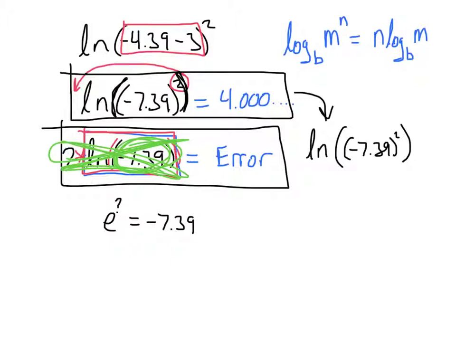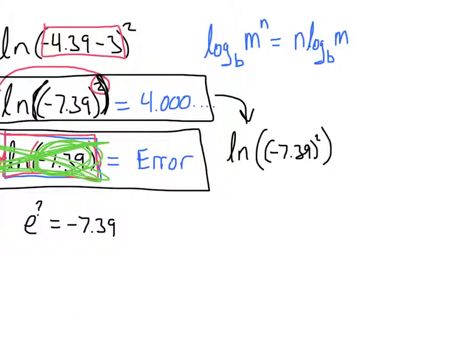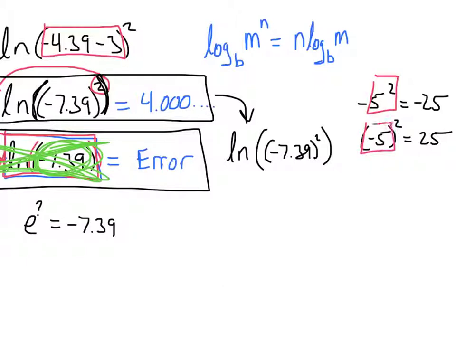This brings up another good point, folks. Please remember there is a huge difference between negative 5 squared and negative 5 squared. Huge difference. This, the correct answer is negative 25. This, the correct answer is positive 25. Because remember, in that first problem, only the 5 is being squared. But in the second problem, the negative is coming along for the ride. You've got to remember those things.